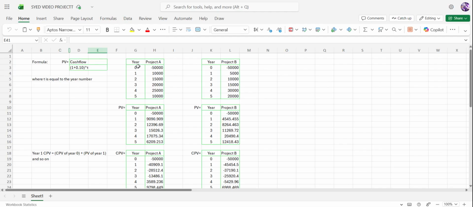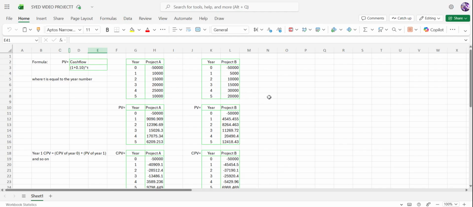As you can see, the years go from 0 to 5, and at year 0, Project A has negative 50,000, same as Project B, negative 50,000, but the rest of the years differ. At year 1, Project A has 10,000. At year 2, 15,000. Year 3, 20,000. Year 4, 25,000. Year 5, 10,000. Project B has at year 1 5,000, year 2 10,000, year 3 15,000, year 4 30,000, and year 5 20,000.